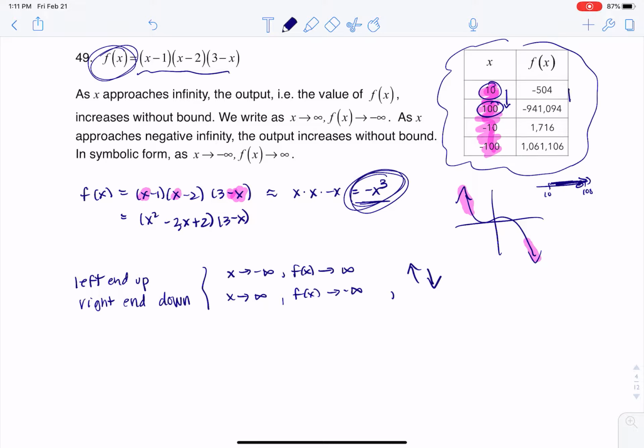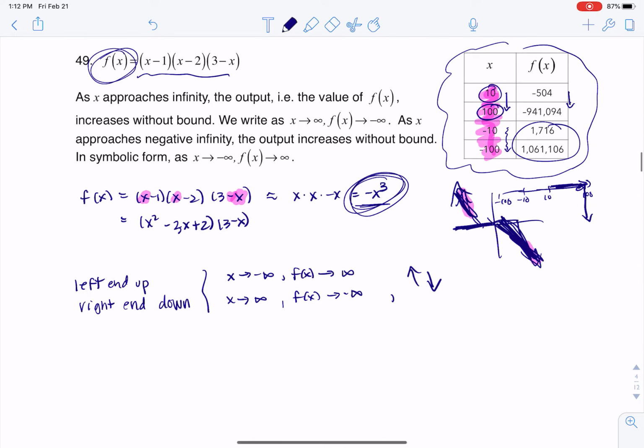And then what was happening to my y values? You see they went from negative 504 to negative 900,000 plus change. So you can see that my right end is heading down. That's why you see right end down. So I was going right and down, so that's my arrow. And then here I was letting x really head to the left, because we were going this way. We were starting at negative 10 and going to negative 100. So when x heads left, where do my y values go? Well, they head up. And that's why you see that arrow over there.